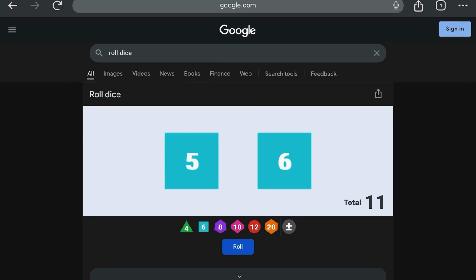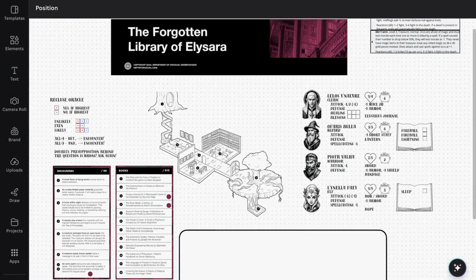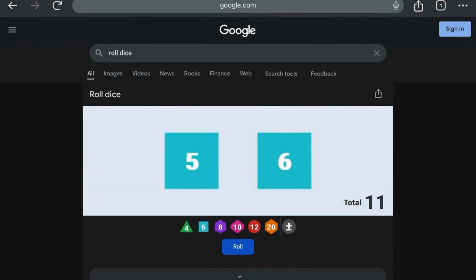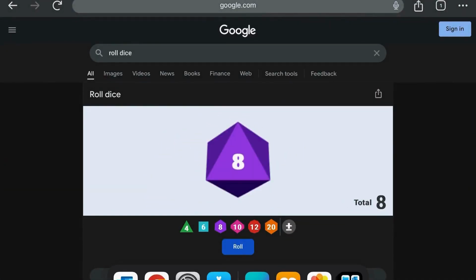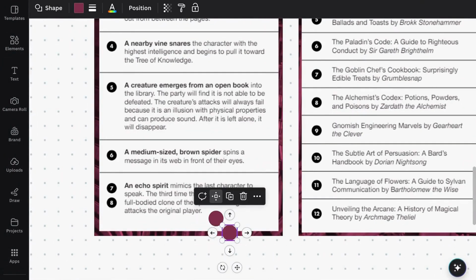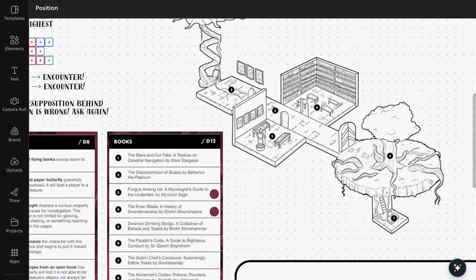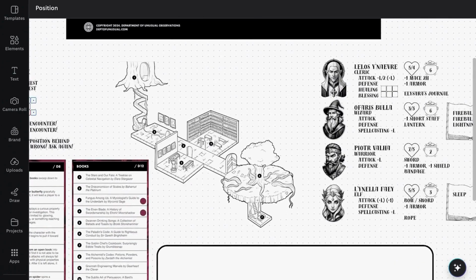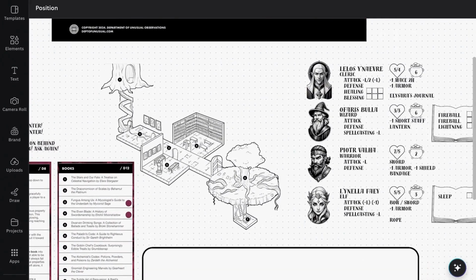And the roll says, both are high result, that some encounter happens, so let's roll for the encounters with the D8 table. 8. We already know that this is an echo spirit, and this is the second time we meet an echo spirit, and it mimics the last character to speak. Okay, it is Piotr again, so this ghost, this spirit is kind of attached to Piotr and now echoing Piotr's words.